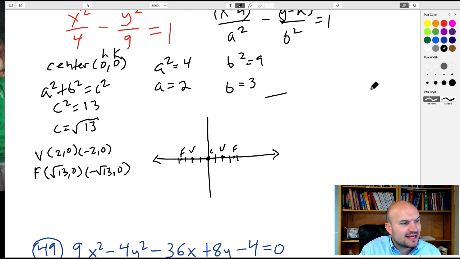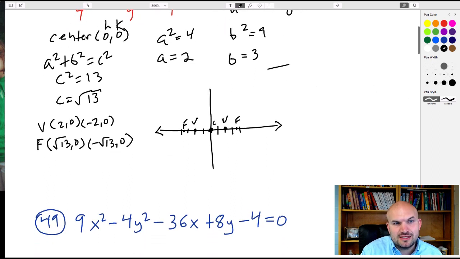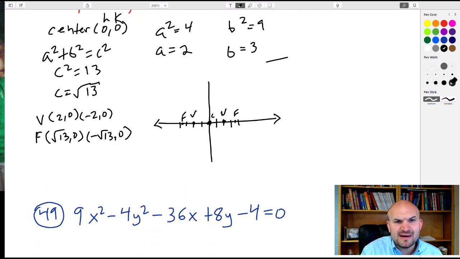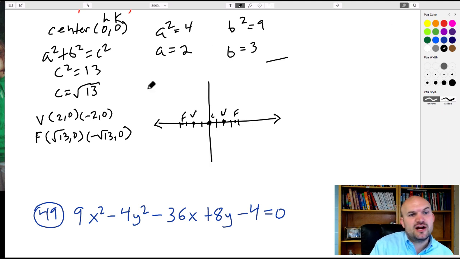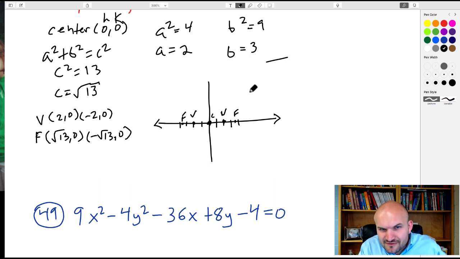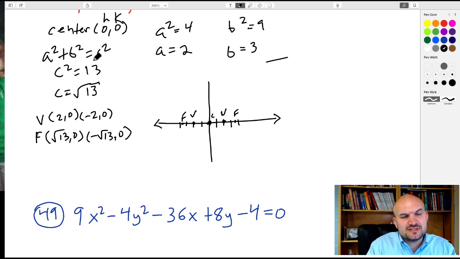All right, so now the next thing we want to do is take a look at identifying, oh, we already have all this. Now we need to identify our asymptotes, because we don't really need to identify the co-vertices. That can help us out, but let's just identify the asymptotes. So the equation for the asymptotes when you have a horizontal transverse axis is going to be y equals plus or minus b over a times x minus h, plus k.